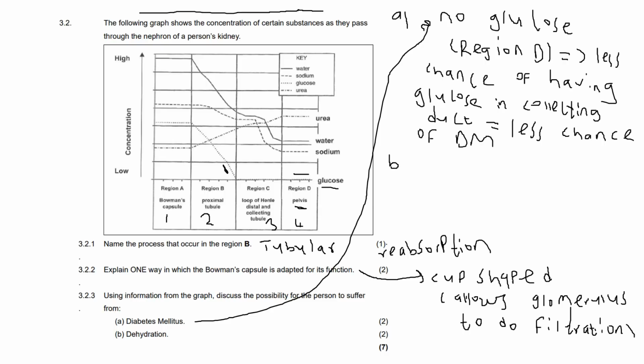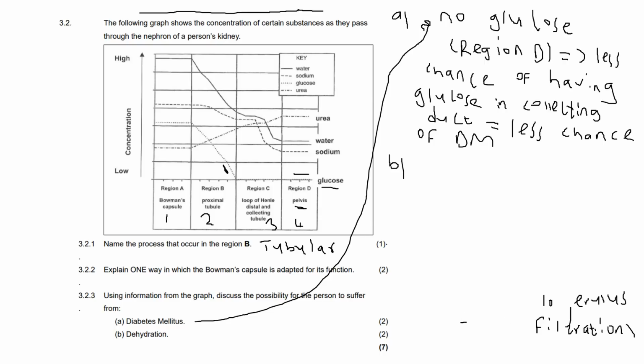Then let's go to letter B now. They're asking what is the possibility that the person will suffer from dehydration. Remember, dehydration is the loss of water in the body. And if there's a lot of water going to the kidneys at the last step here, therefore you're going to have a problem.